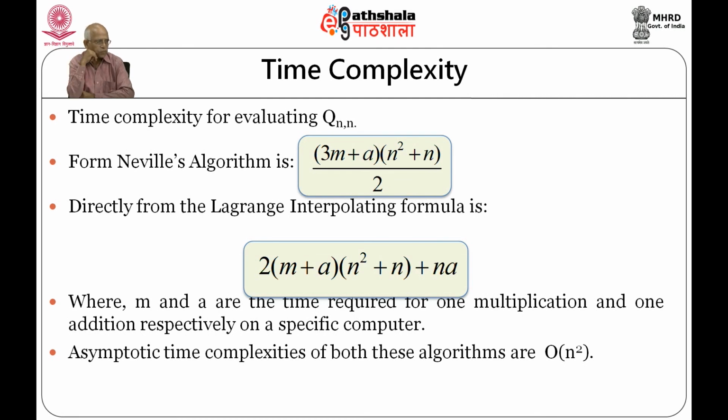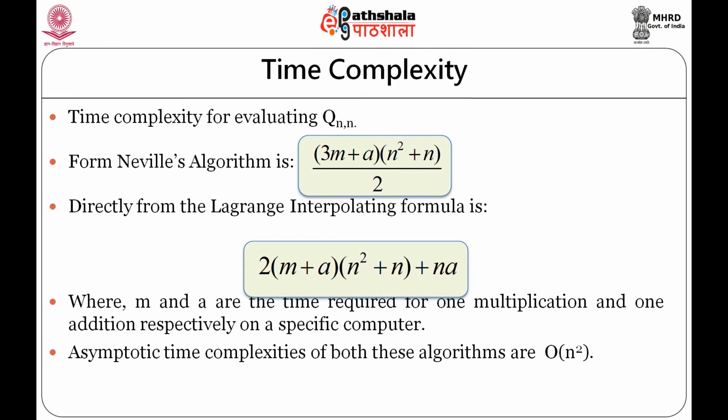Directly from the Lagrange interpolating formula, if we work it out through the Lagrange interpolating formula, then what will happen? How many such multiplication and division operations will I have to do, because in evaluating each term I will have to perform 2 m multiplications and additions.